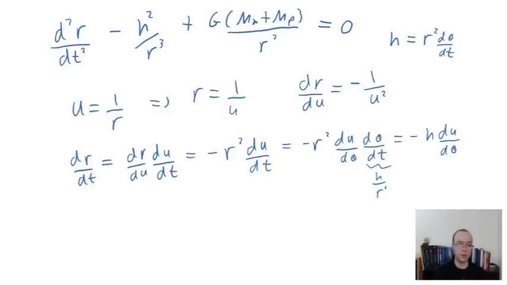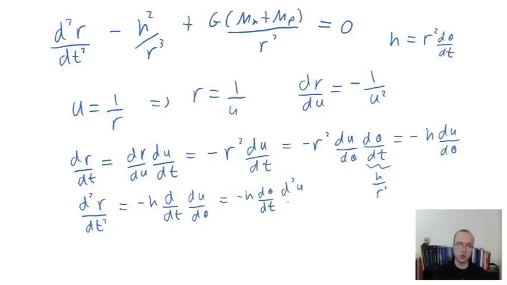And so then we can get the second derivative of r with respect to time, d2r by dt squared. We just differentiate that once more and we're going to get minus h times d over dt of du by d theta. And again, we can use the chain rule and we're going to get minus h d theta by dt times d2u by d theta squared. And let's eliminate this d theta by dt again with h over r squared. So all of this is just going to be equal to minus h squared, and 1 over r squared is just u squared. So we get minus h squared u squared times d2u by d theta squared.